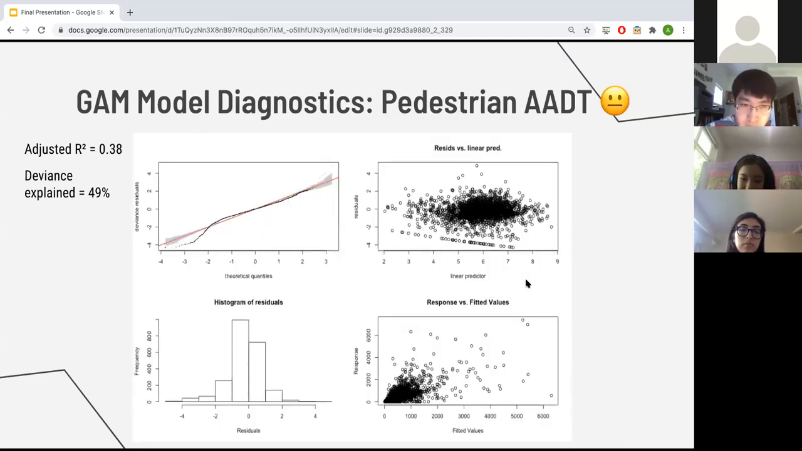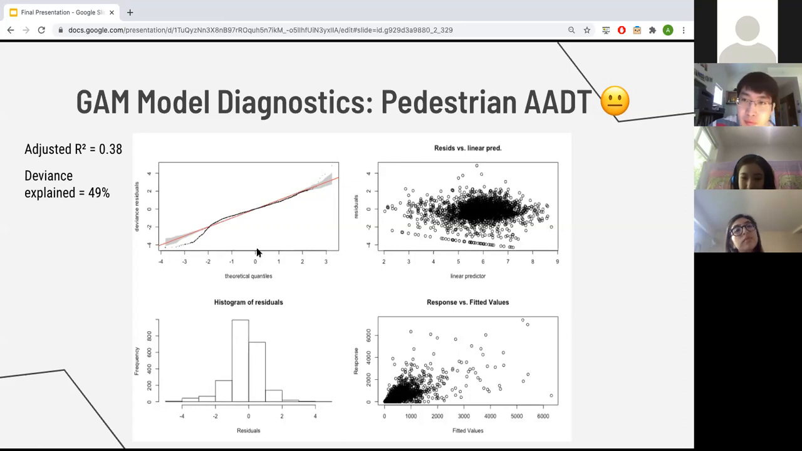However, our pedestrian AADT model is not as good, with adjusted R-square of 0.38 and 49% deviance explained. If you remember, buses were included in traffic AADT and they have a fixed daily schedule, so this is to some extent expected.